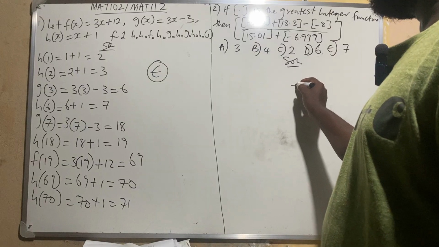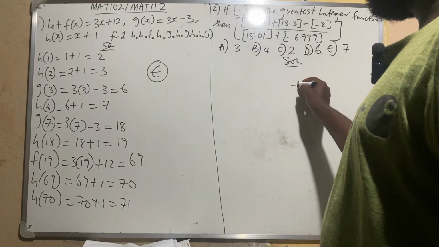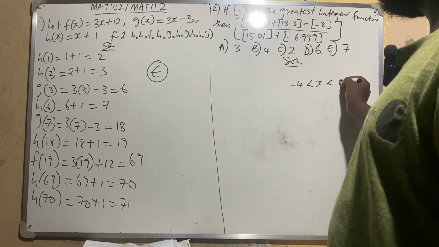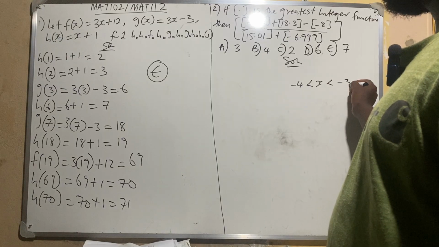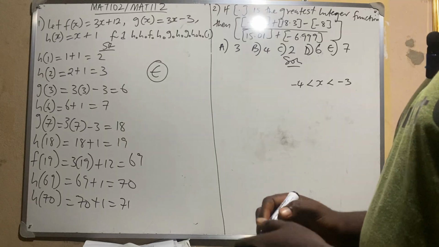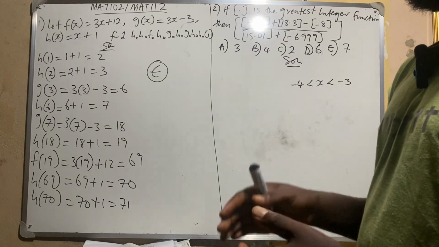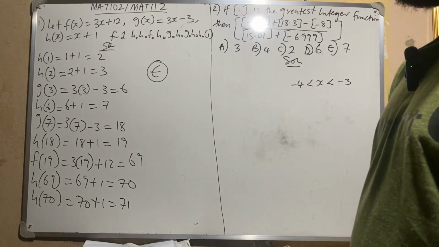From minus 3, minus 4 is less than x, which is less than minus 3. What do I mean by that? In negatives, the number that looks bigger is actually the smaller one.